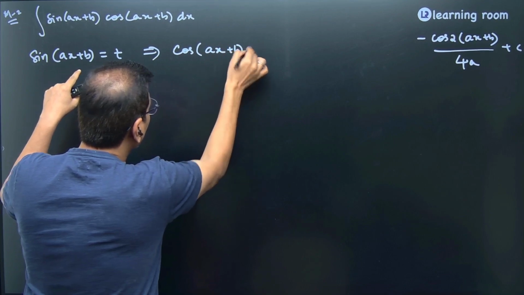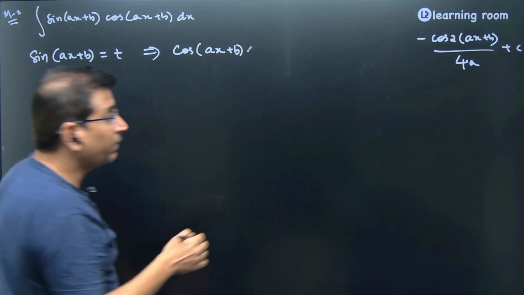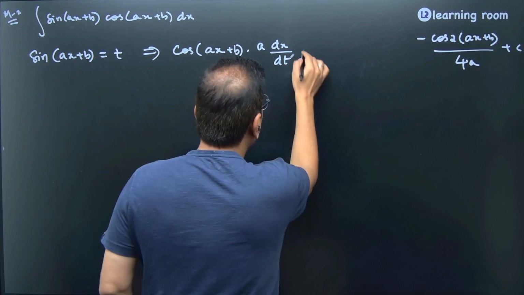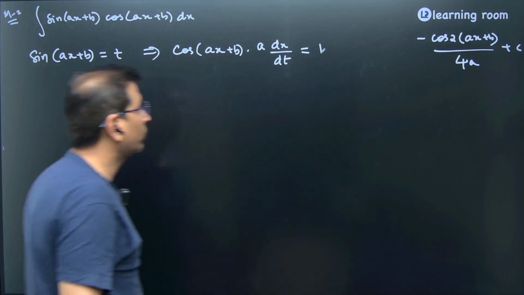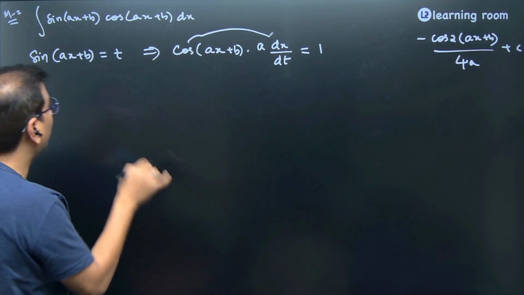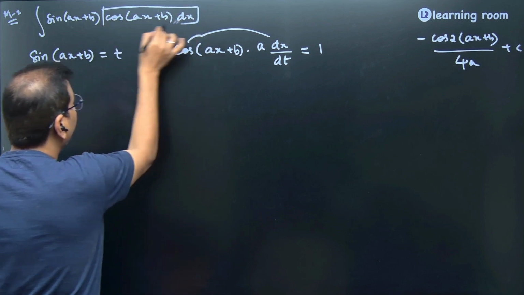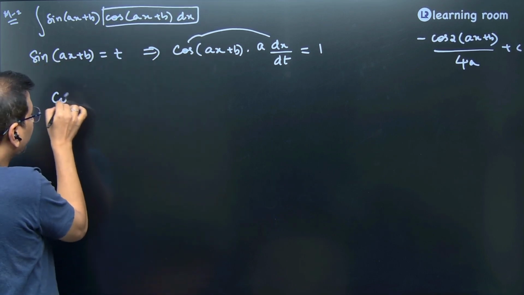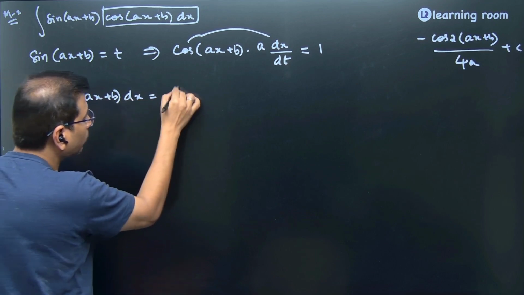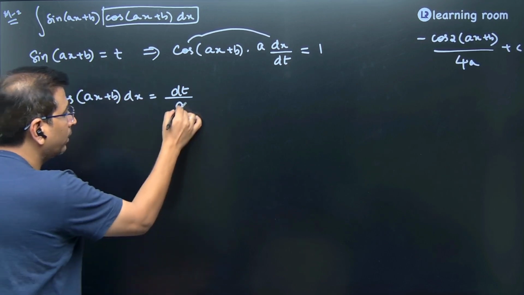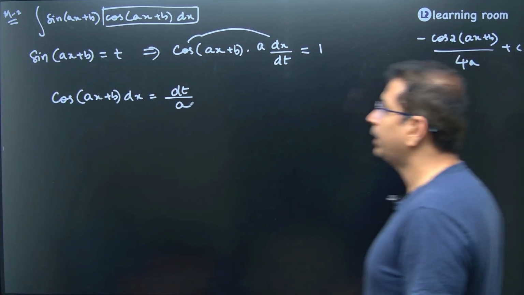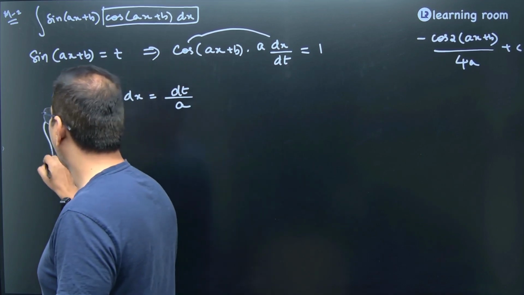You have ax plus b into derivative of ax plus b, which will be a into dx by dt plus derivative of b, which is 0. This is equal to derivative of t, which is 1. So what I can do is combine cos of ax plus b with dx, because I have this combination here, right? Then I can say cos of ax plus b times dx is equal to dt, the whole divided by a, right?